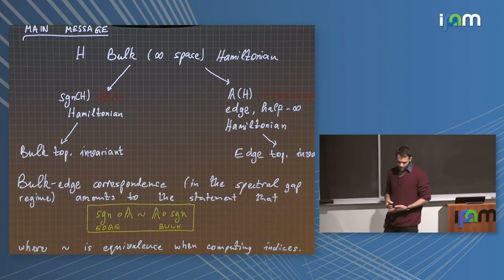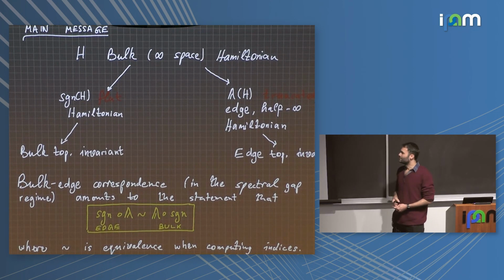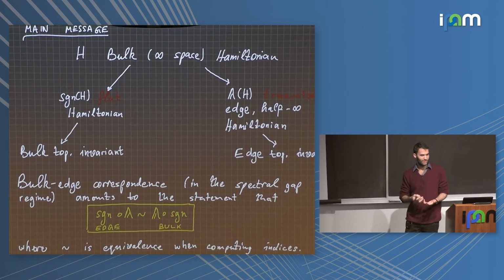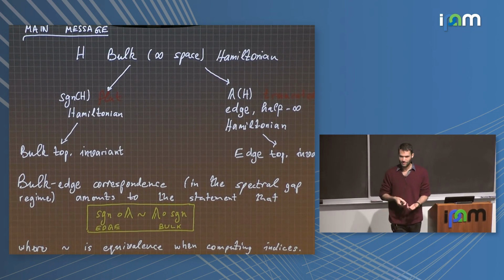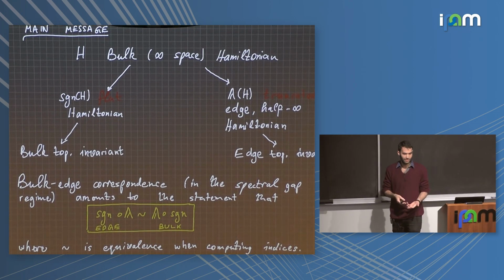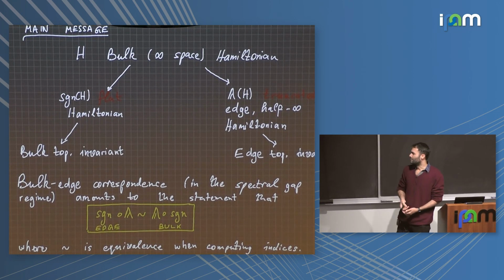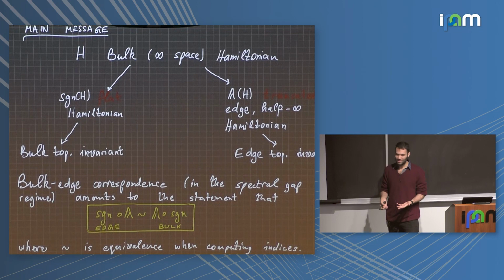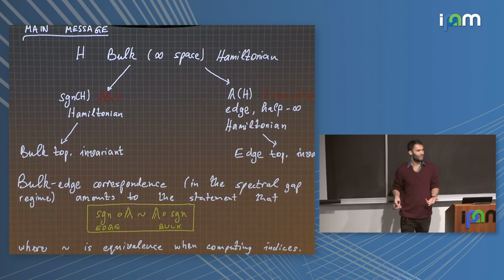My perspective today is via Fredholm theory, which essentially says that these 2 procedures, truncating to half space or flattening in energy, commute. Of course, they don't really commute, but they commute when you calculate indices.